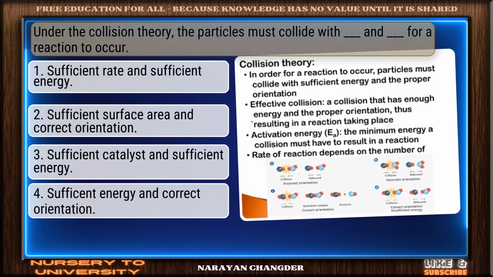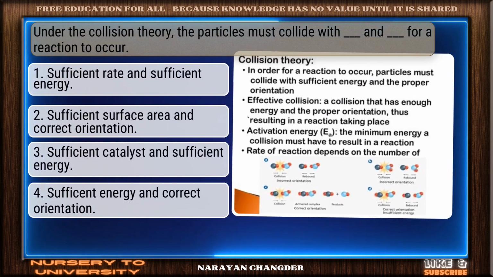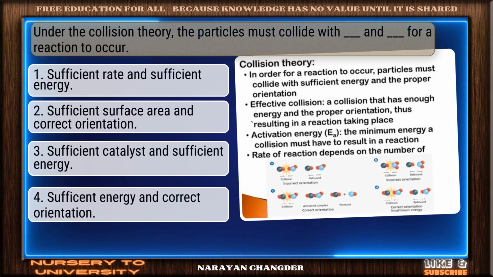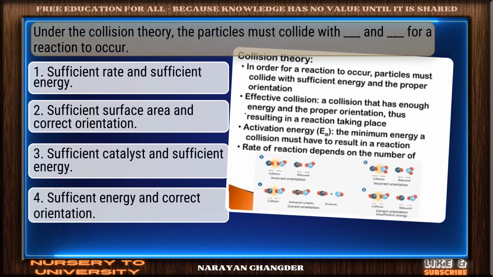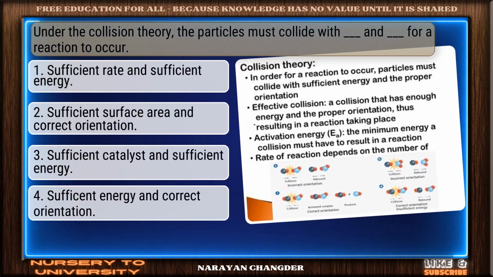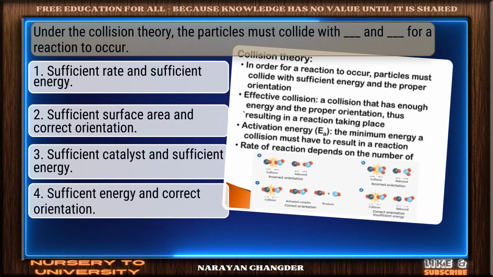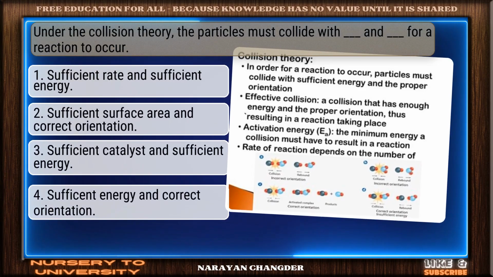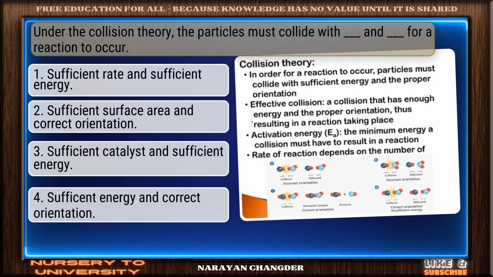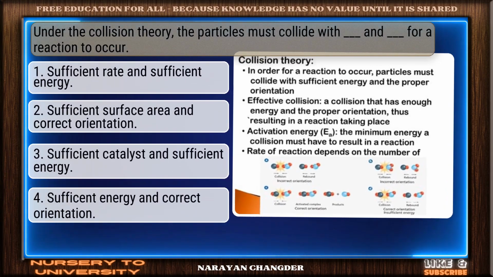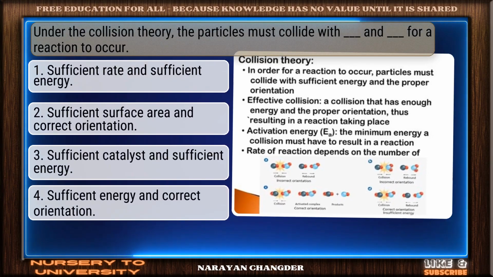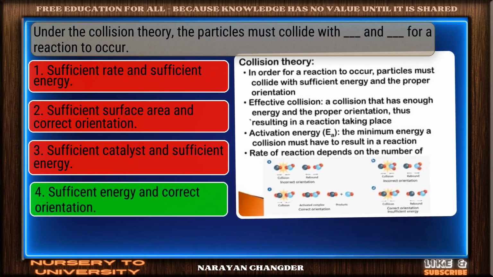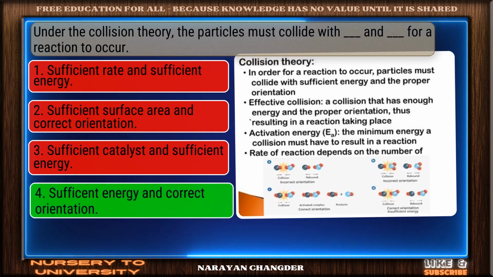Under the collision theory, the particles must collide with dash and dash for a reaction to occur. Option 1. Sufficient rate and sufficient energy. Option 2. Sufficient surface area and correct orientation. Option 3. Sufficient catalyst and sufficient energy. Option 4. Sufficient energy and correct orientation. That's it, sufficient energy and correct orientation.